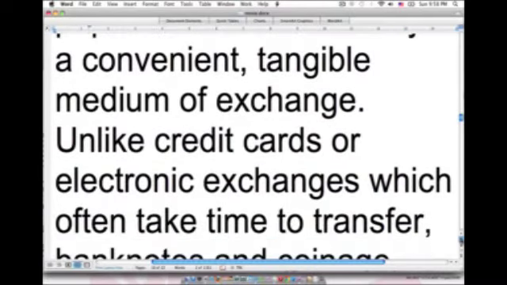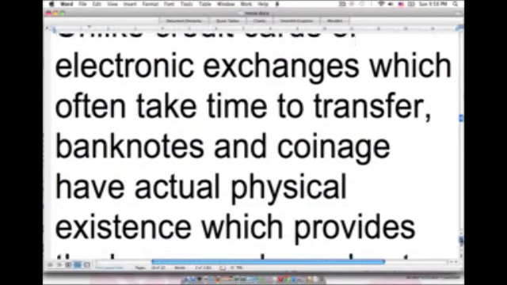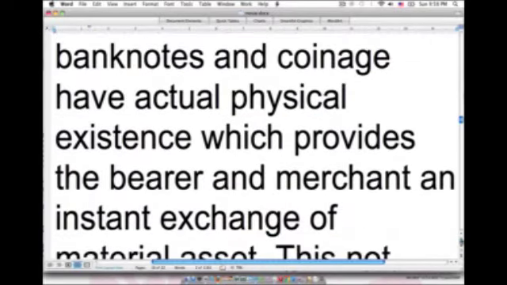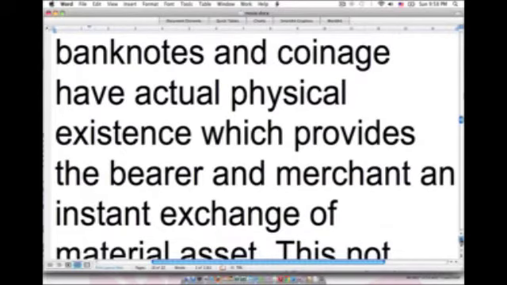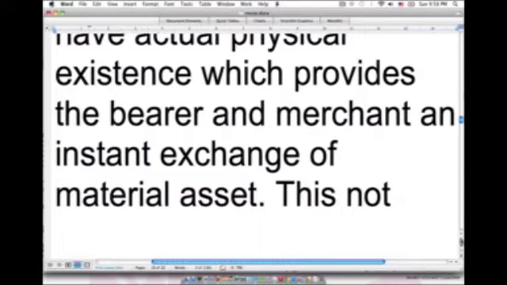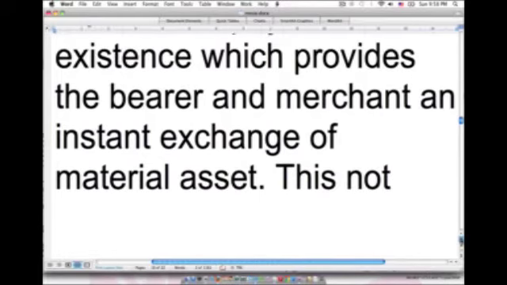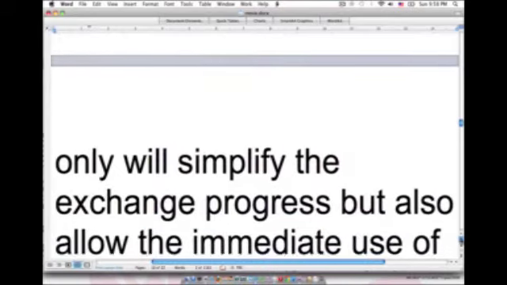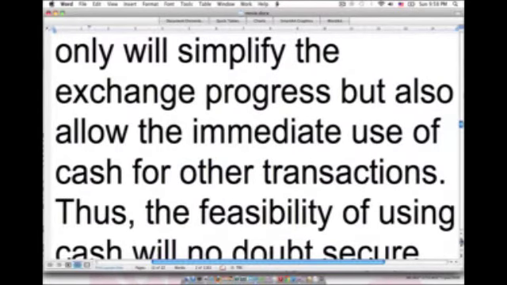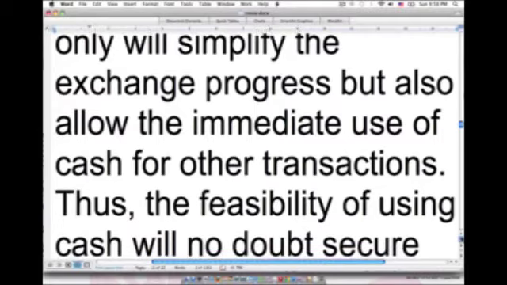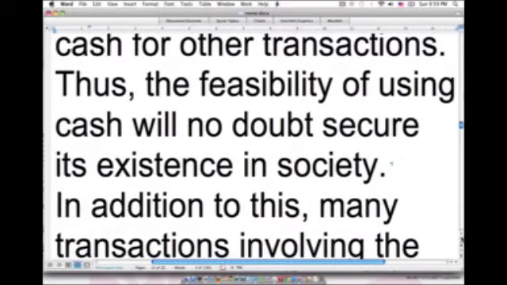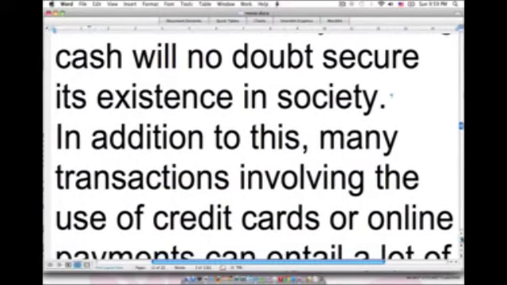Unlike credit cards or electronic exchanges, which often take time to transfer, banknotes and coinage have actual physical existence, which provides the bearer and merchant an instant exchange of material asset. This not only will simplify the exchange process, I think they meant to type process, but also allow the immediate use of cash for other transactions. Thus, the feasibility of using cash will no doubt secure its existence in society.